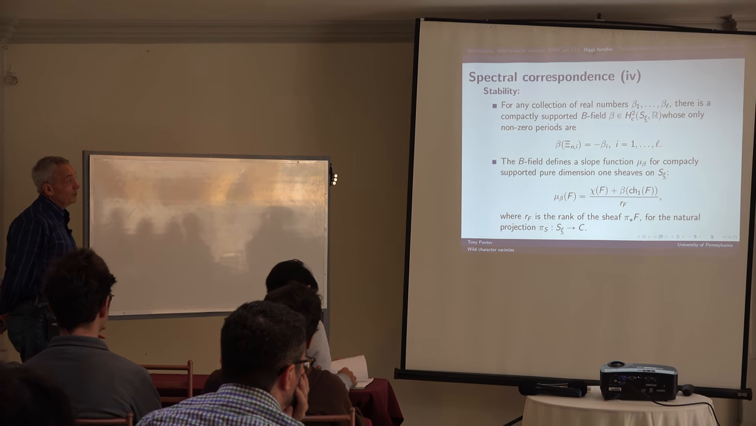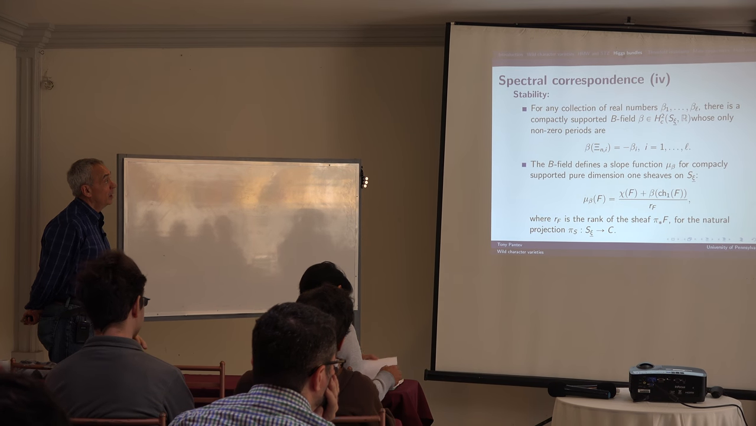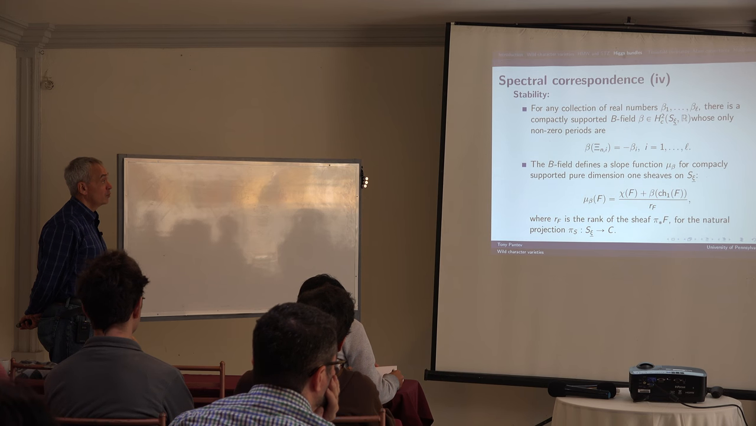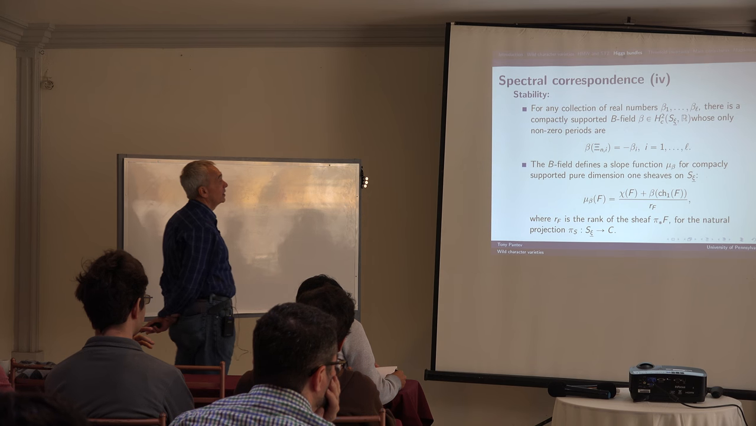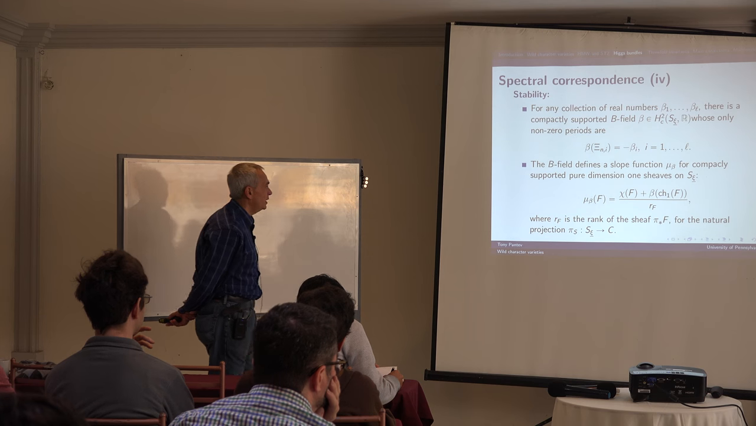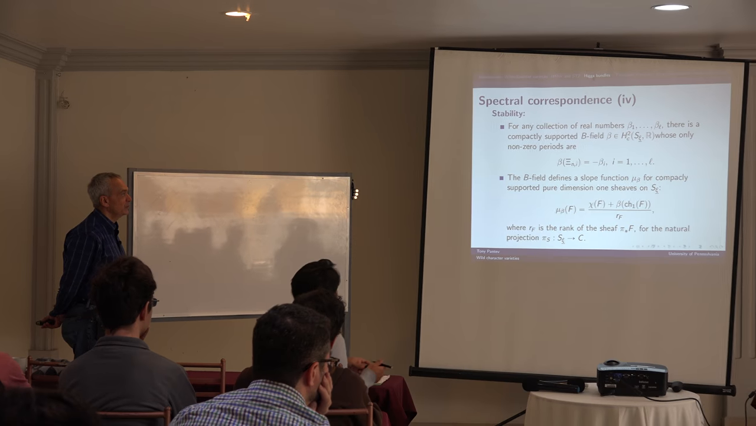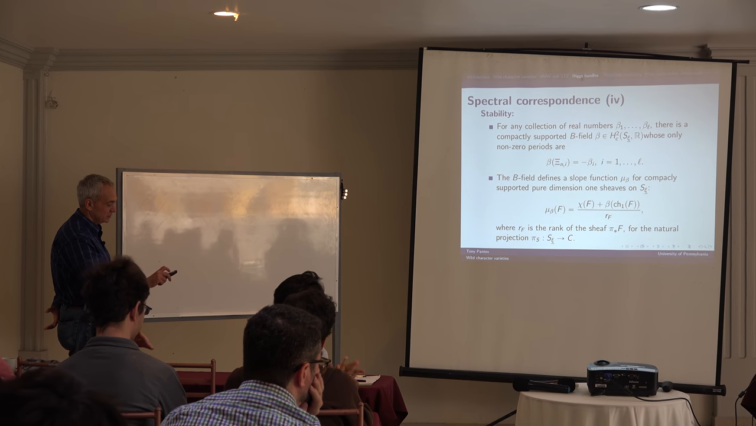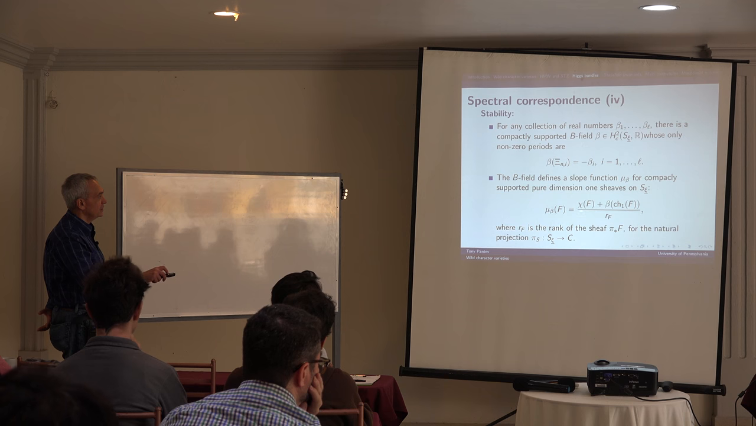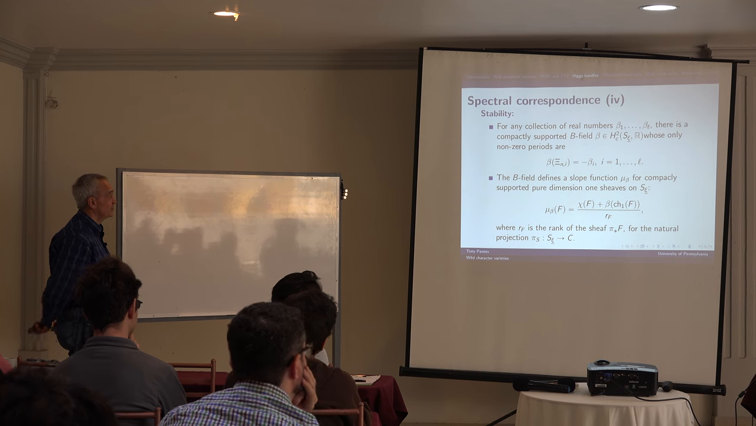And now, for any collection of real numbers, beta 1 through beta L, you can actually write a B field on that symplectic surface. It's a compactly supported B field, and it has only non-zero periods on these last divisors, and the periods are given by the numbers beta i. And then this defines a stability condition, a Bridgeland stability condition on the surface. The slope function is written here. It's the Euler characteristic of a sheaf, and then evaluate the B field on the Chern character of the sheaf, divide by the rank.